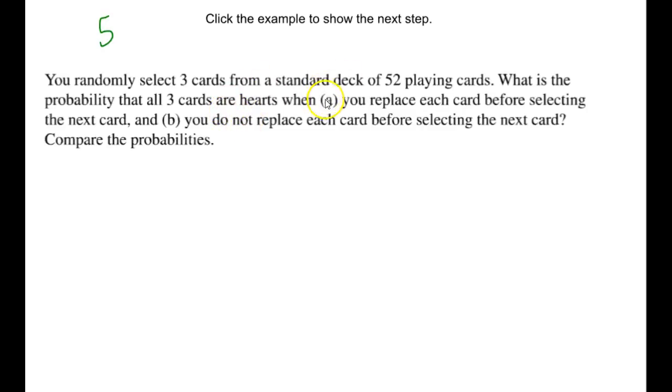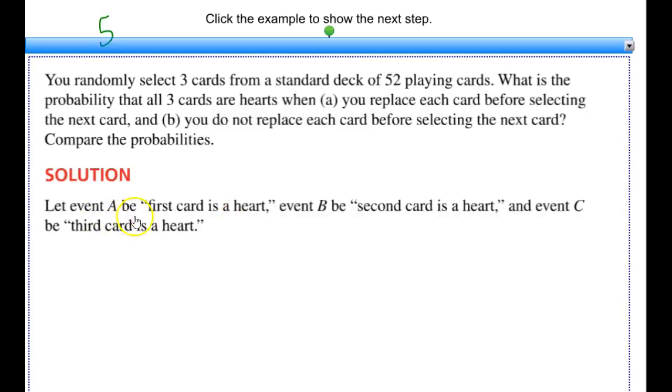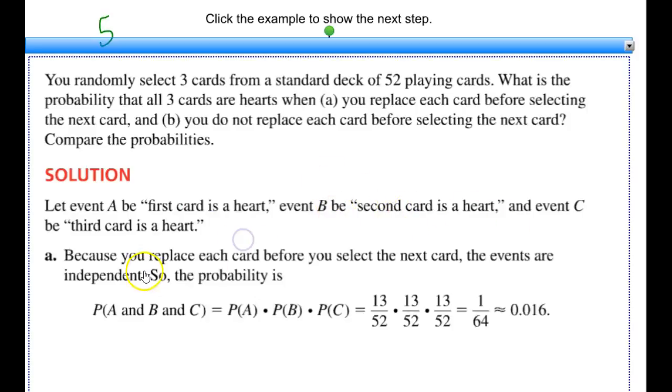On part A, if I replace each card, I start with 52 cards, I pull out one and see if it's a heart, and I put it back, and then I can reshuffle, I still have 52 cards. So those events are independent of each other. Now we're finding our different events and probabilities. Event A is my first one's a heart, event B is my second one's a heart, and C is my third one's a heart. Since I replace them, they're independent. So I have to find the probability of each one happening and then multiply them together.